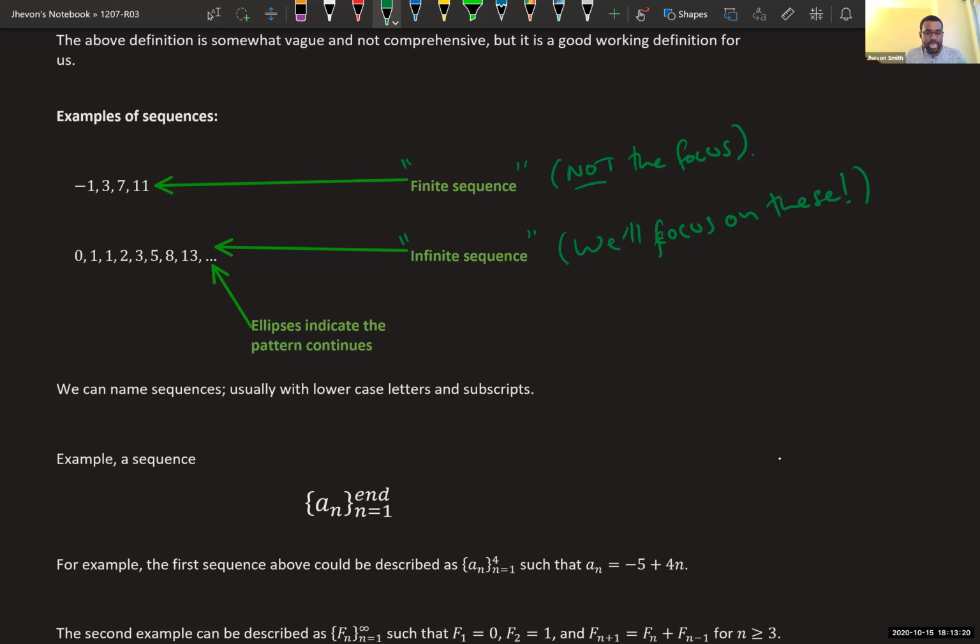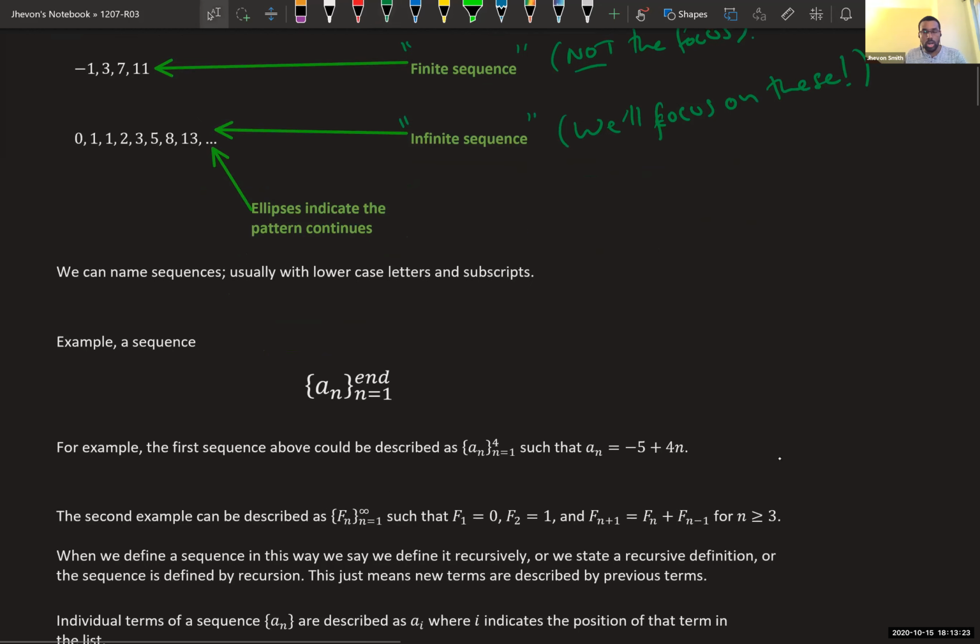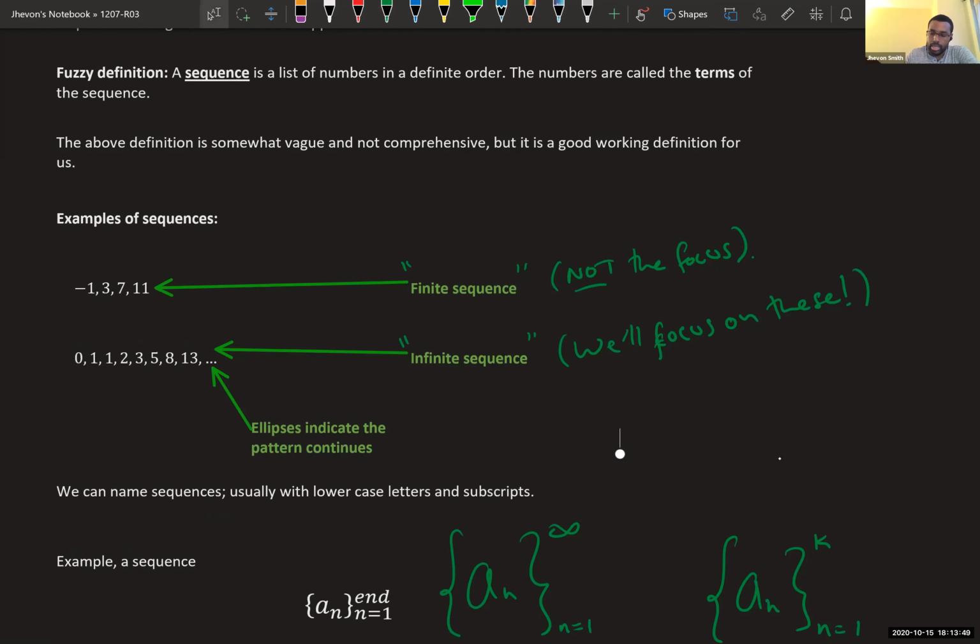We can actually name sequences, usually with lowercase letters and subscripts. As it's written here, it's kind of weird. Normally you'd write it like a_n, with n equals 1 down here and infinity up there to say it's an infinite list. Or I can write n equals 1 down here and some number up there if it's a finite list. So for example, I can call this list a_n, where n goes from 1 up to 4, because there are four things in the list. I can call this sequence b_n, where n goes from 1 to infinity, because it never ends.